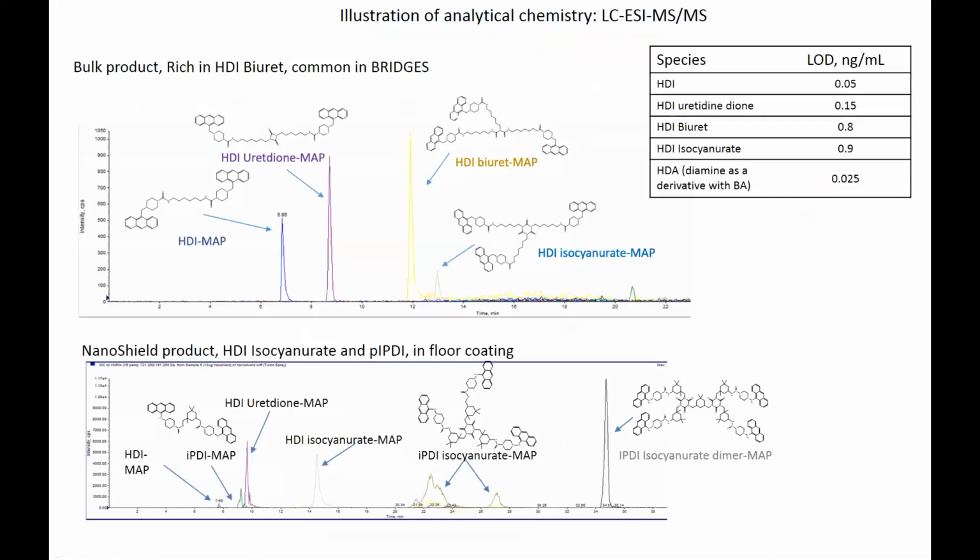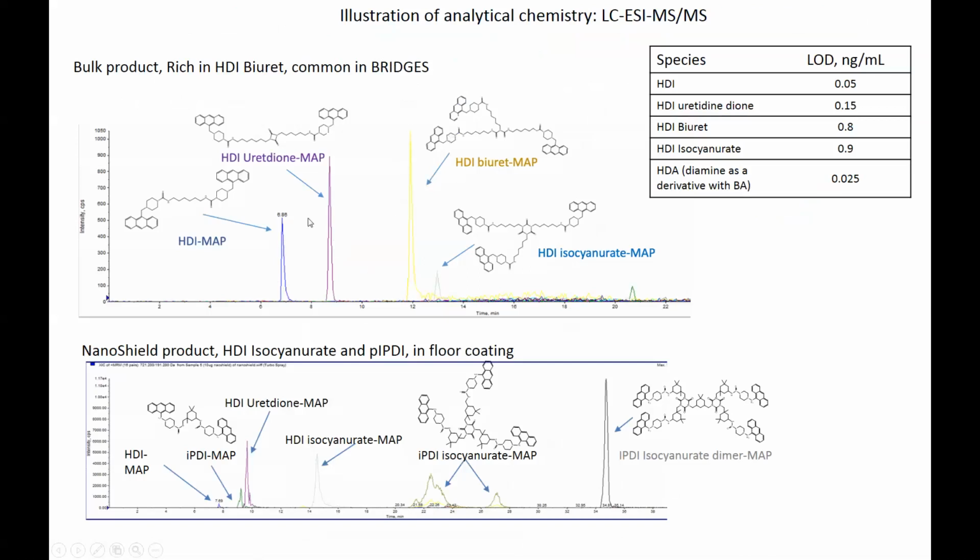The analytical chemistry behind all the measurements is based on liquid chromatography with electrospray ionization and tandem mass spectrometry, oftentimes referred to as LC electrospray ionization MS/MS. We rely on MAP derivatives of all of these analytes. At the top is a typical total ion chromatogram that you get out of a mass spec analysis of an isocyanate product, which is a product rich in biuret.